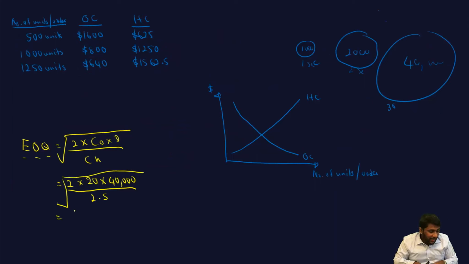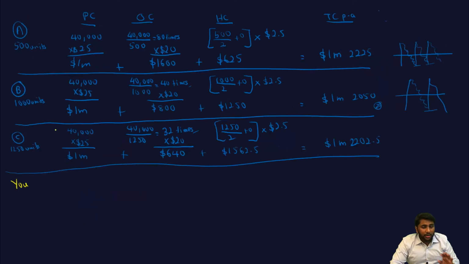So how many units are you getting? Let's calculate it: 2 into 20 into 40,000 divided by 2.5. You are getting a value of 800 units. Now what you are telling here is, you shouldn't order 1000 units. In order for your cost to be at the lowest level, you have to order 800 units.